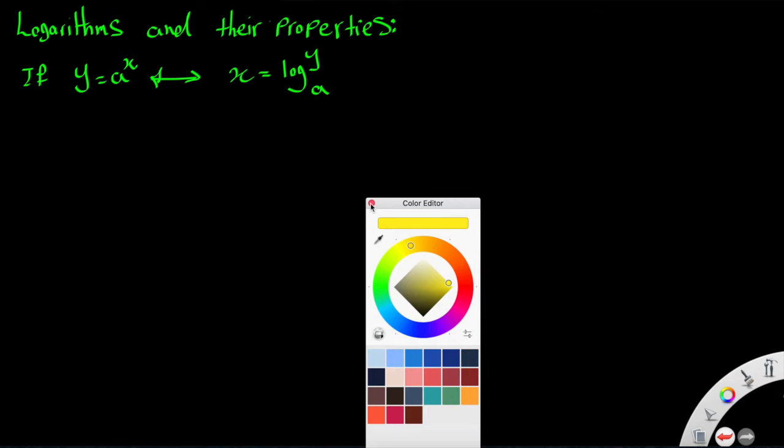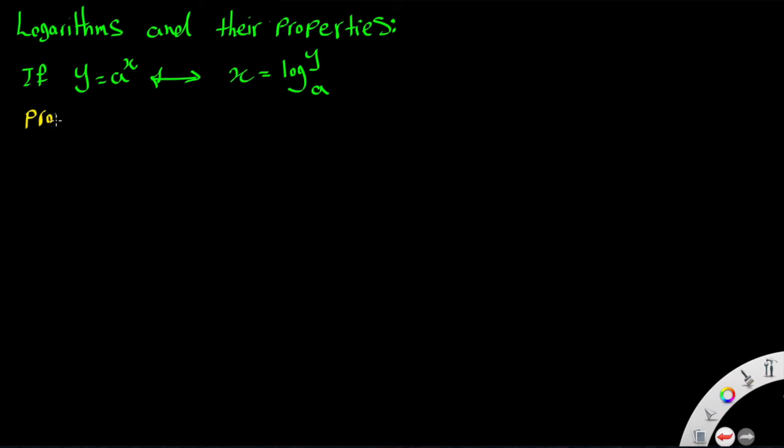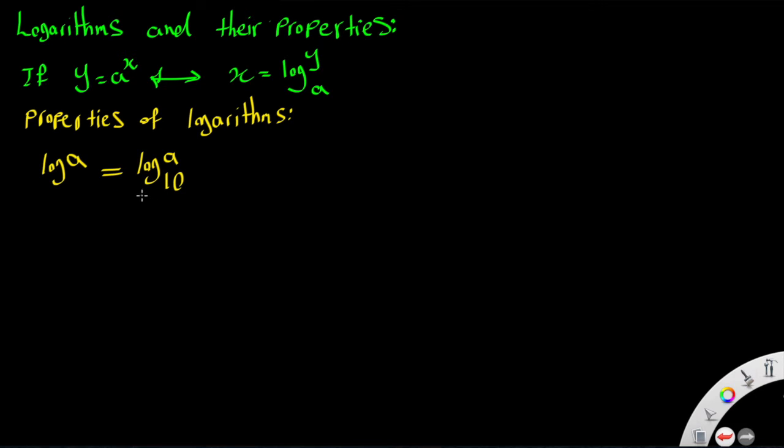Now let's see some properties of logarithms. First thing that you need to know is that when the base is not mentioned, for example, when you write just log of a, it's the same as log of a to the base 10. So when you don't have a base, it means that the base is already 10.